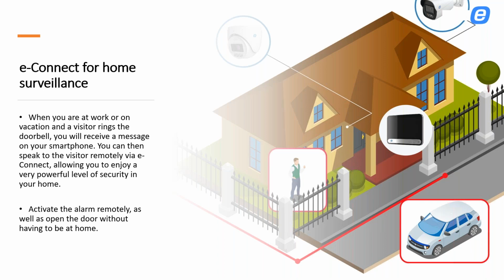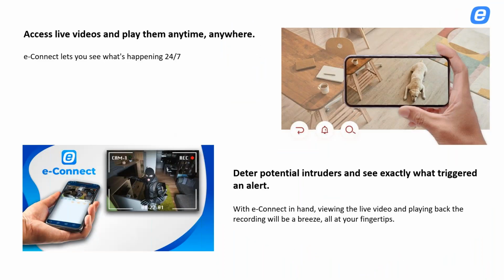You can also administrate the devices in the palm of your hands. Just the relay activation, you can do the fisheye dewarping function, adding of the face recognition. Then we have alarms, the PTZ moving, and you can move the PTZ and call presets as well. Just from the palm of your hands in the application, you can do everything. You can access live videos and play them anytime and anywhere. eConnect lets you see what's happening 24/7 without an issue with just one click.